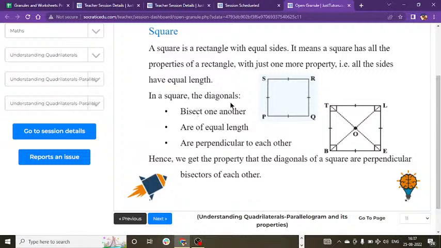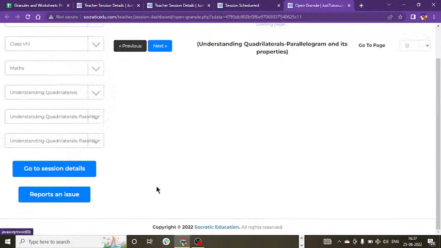So in a square the diagonals bisect one another. So जो diagonals हैं एक दूसरे को bisect करते हैं and इनके जो length होते हैं जैसे TO is equal to OE and LO is equal to OB. So they are equal and here also they are perpendicular. So hence we get the property that the diagonals of a square are perpendicular bisectors of each other. So square के जो diagonals होते हैं, they are perpendicular to each other. Okay, and so अब आपको पता चल गया square के बारे में भी once again.